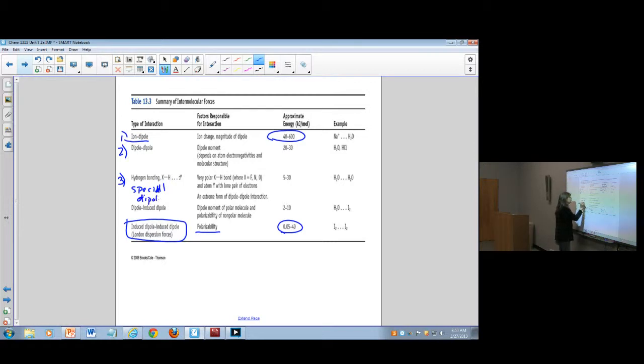Dipole-dipole. I really once could spell. I know I keep defending myself, but it's true.